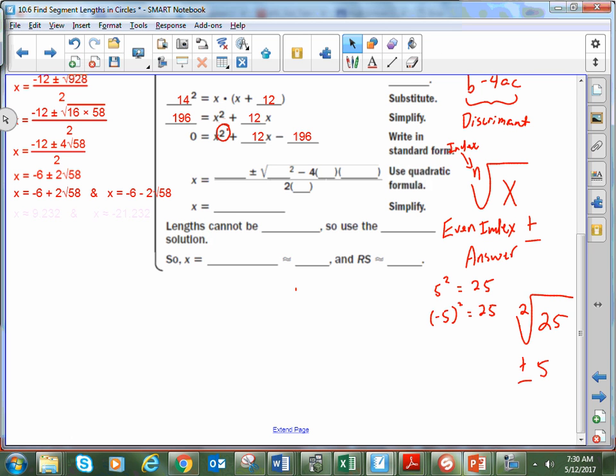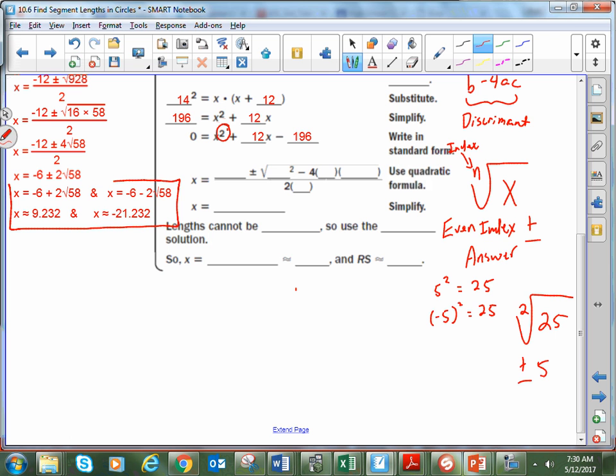So here at this point, this is where we let ourselves know what the decimal values are. Negative 6 plus 2 radical 58 gives me a positive, about 9.2, and the other one gives me about a negative 21.2. So again, these are considered the solutions to the quadratic equation that we got. For us, in geometry, we want the positive numbers only. If we were in an algebra classroom, you'd have to give me both the positive and the negative answers.